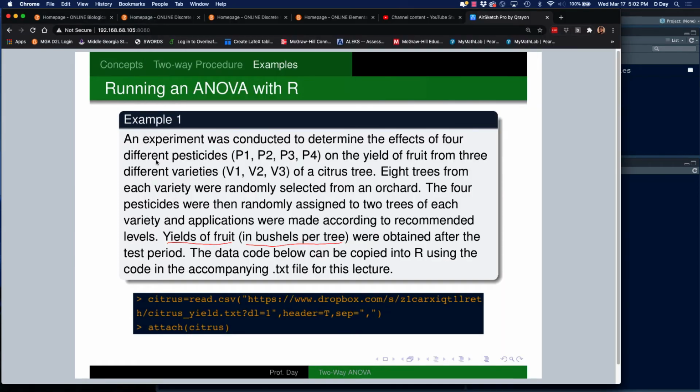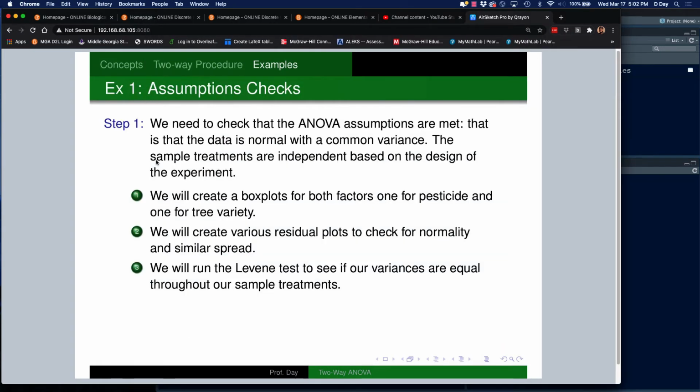So the first thing we need to do, step 1, is we need to check our ANOVA assumptions. We need to make sure they're met. So we need to look for the data being normal with a somewhat common variance. The sample treatments also need to be independent based on the design of the experiment. In this case, they are. They were randomly selected trees, and so the trees are independent, and they're from different orchards, so they're not the same tree.